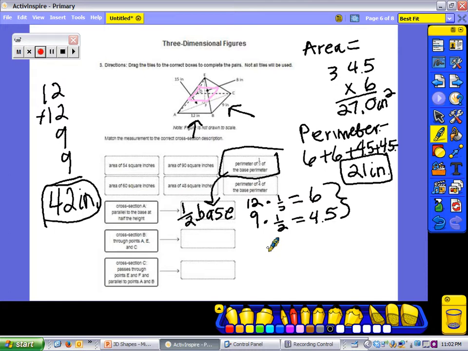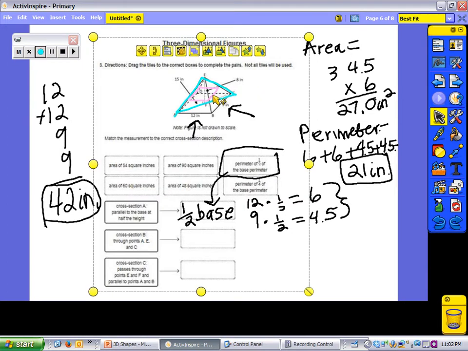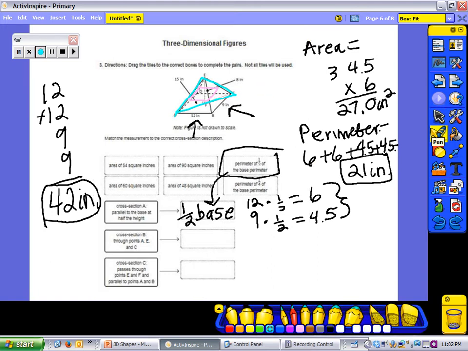We're looking for the cross-section that goes through points A, E, and C. So let me get a different color. We've got A, E, and C. Okay, so we've got to figure out, it obviously makes a triangle, but we cannot figure out what the perimeter of the triangle is because we don't know those diagonal lengths, but we could figure out the area.